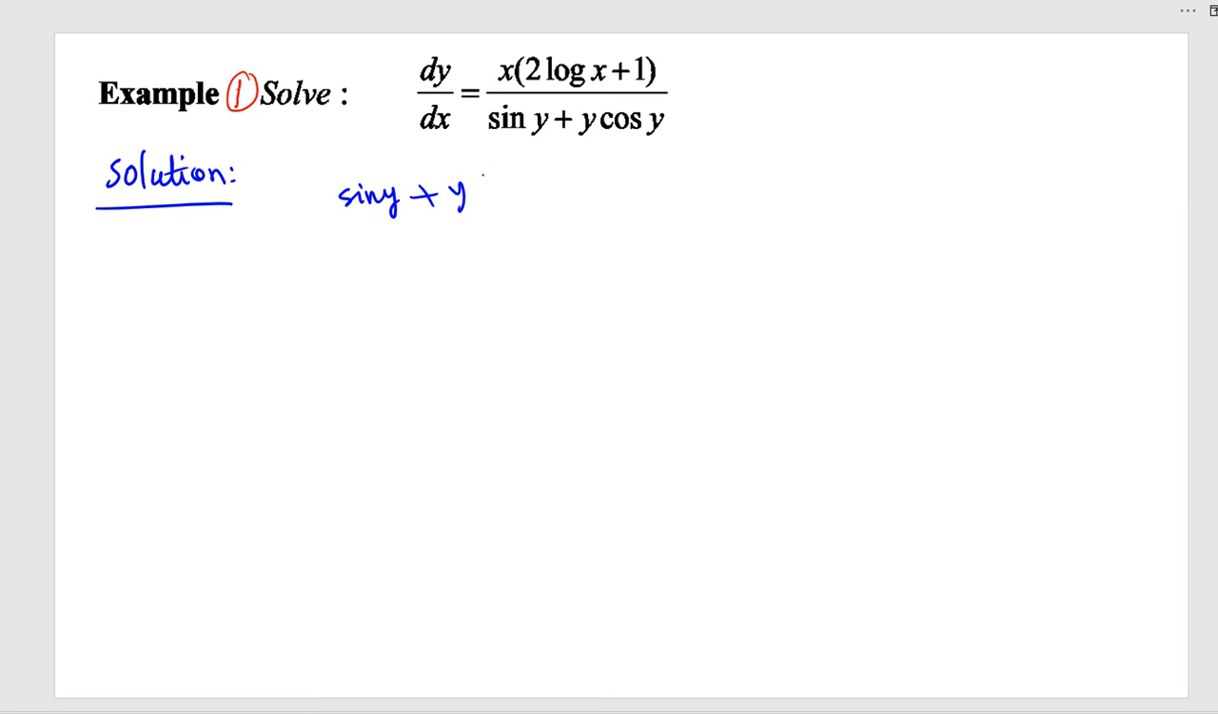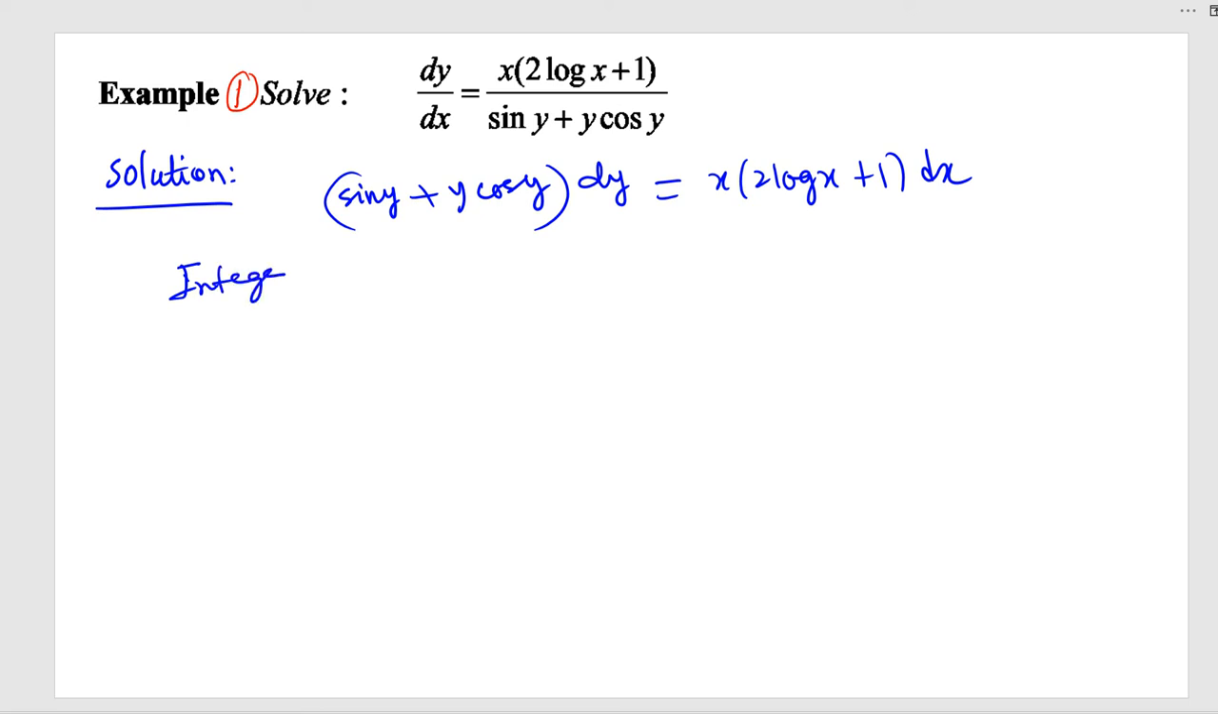So here we will get y sine y plus cosine y times dy, and x can be multiplied, x times 2 logarithm of x plus 1 into dx. So by separation, let us separate them. Integrate on both sides.